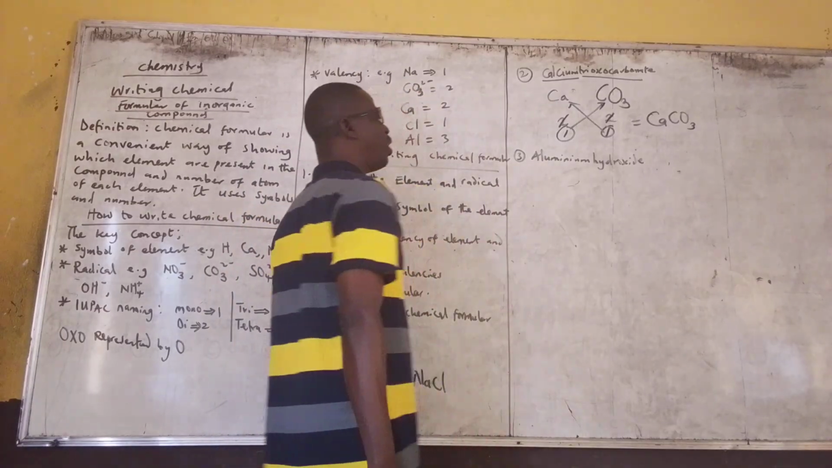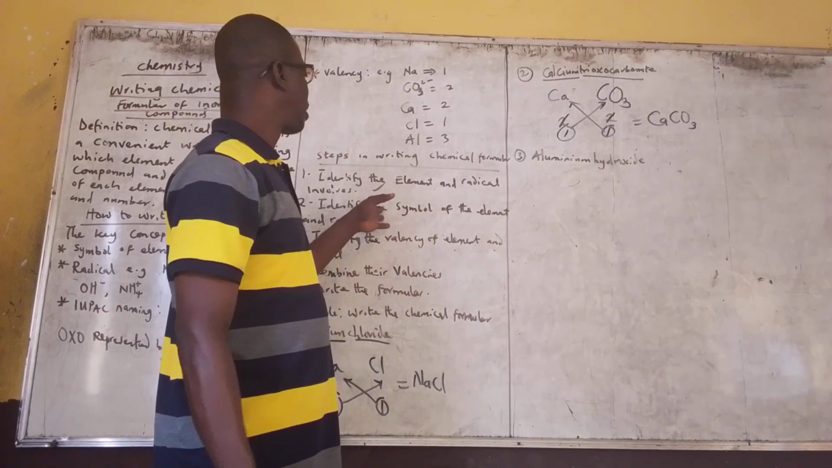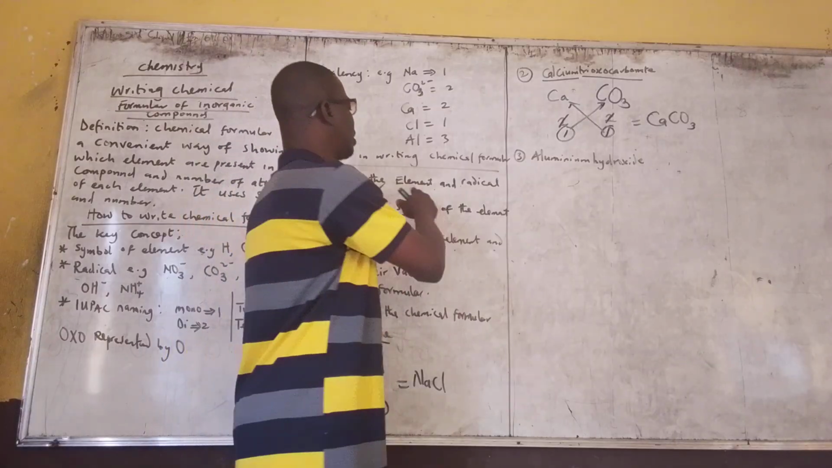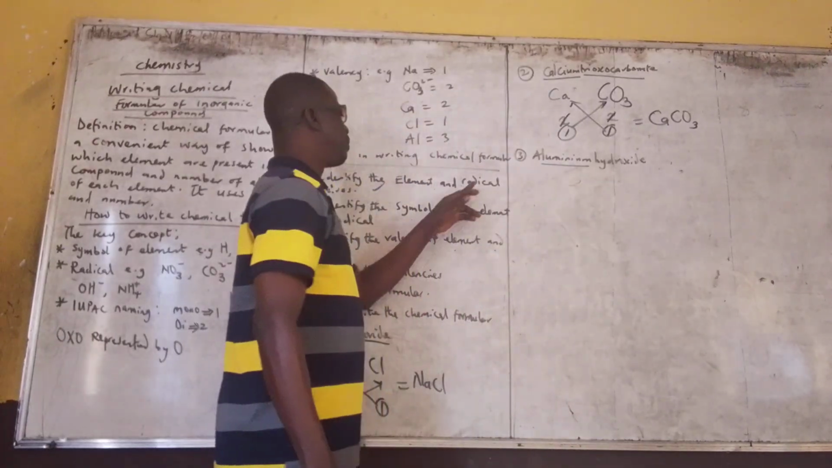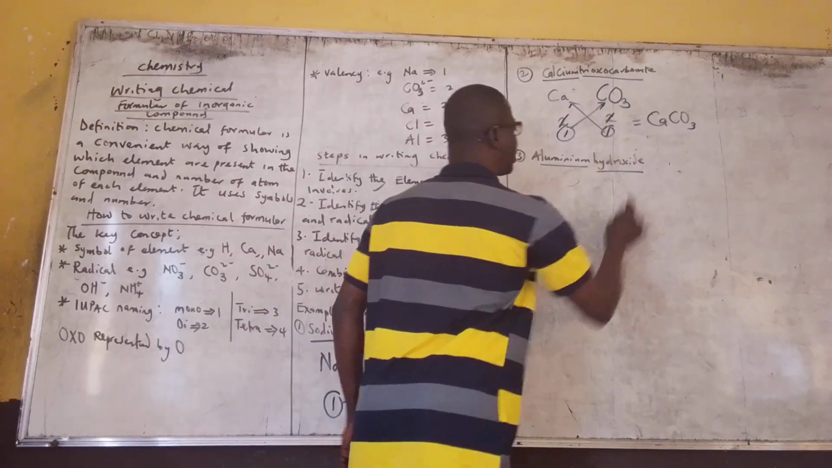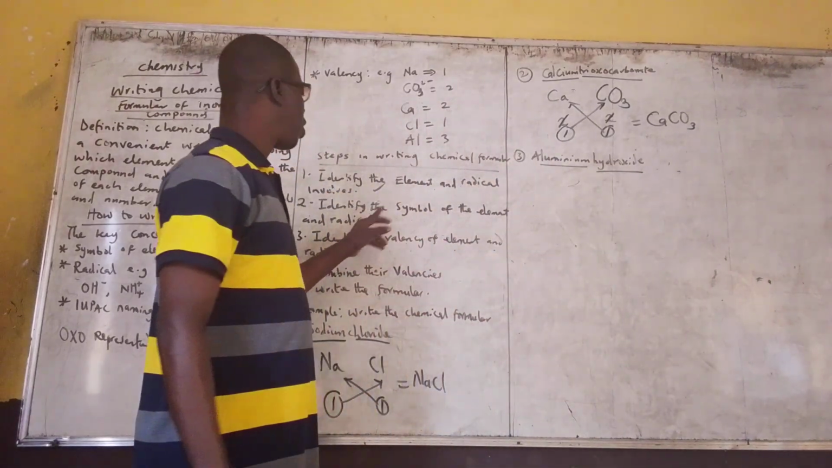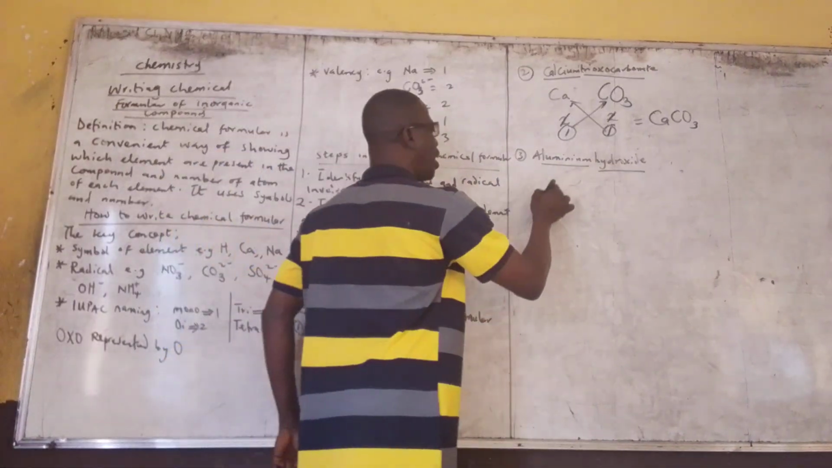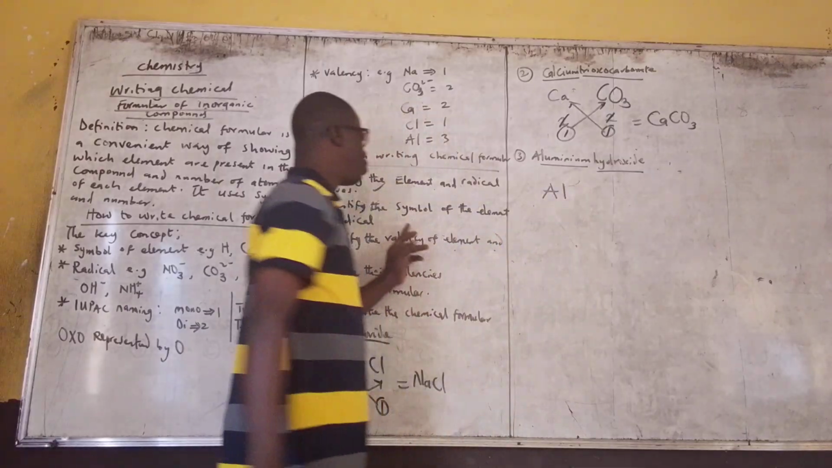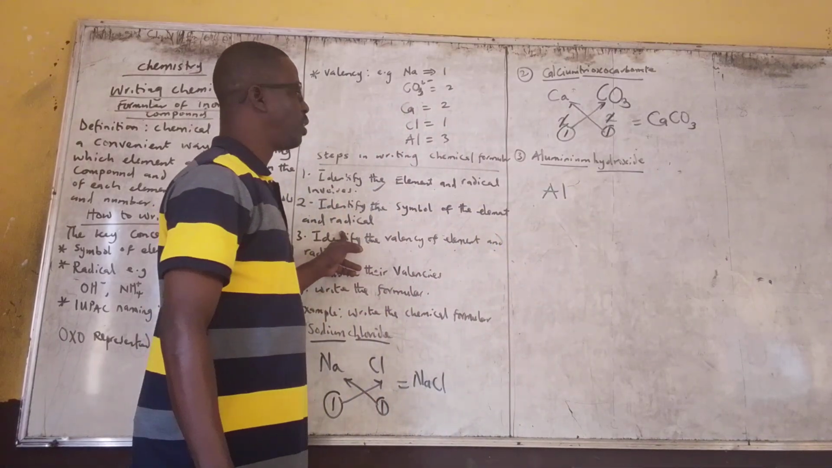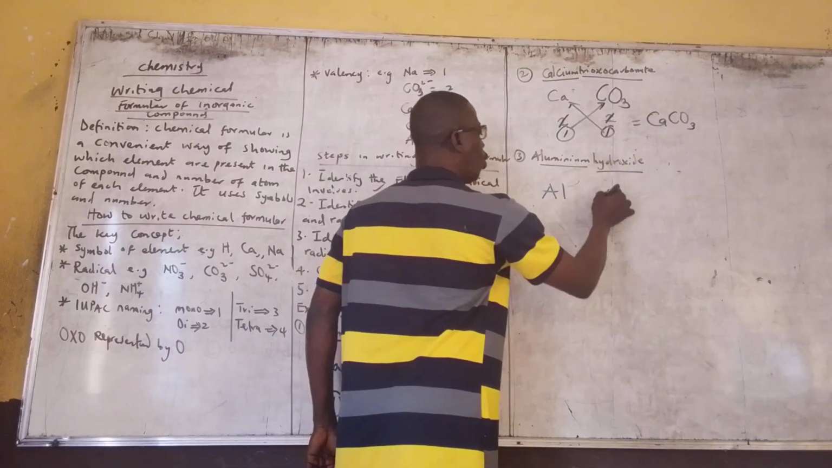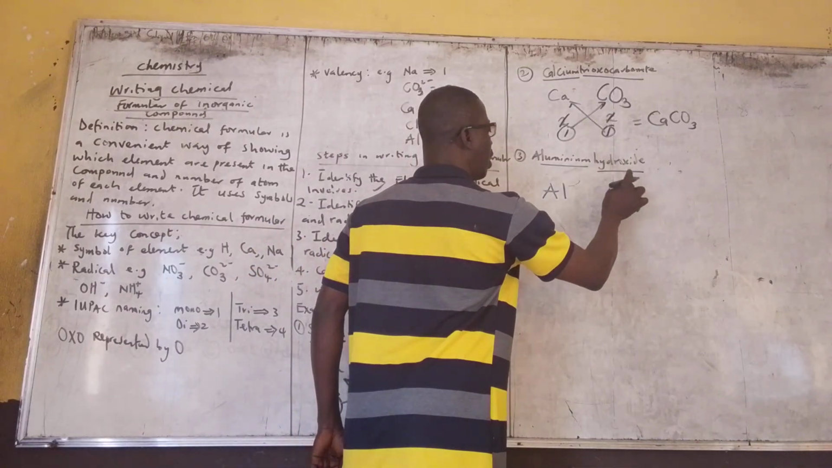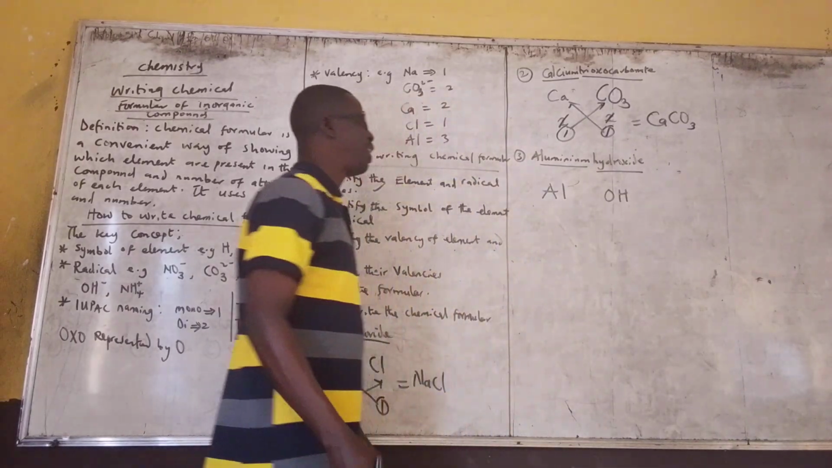The next is aluminum hydroxide. Following our steps. So number 1, identify the element. The element there we have is aluminum. The radical we have is hydroxide. What is the symbol of the element? We have aluminum, Al, and the radical. What is the symbol of the radical there, which is the hydroxide? OH. Capital letter O and capital letter H.